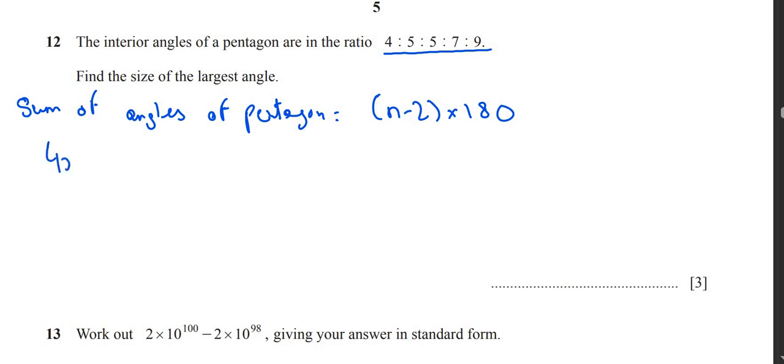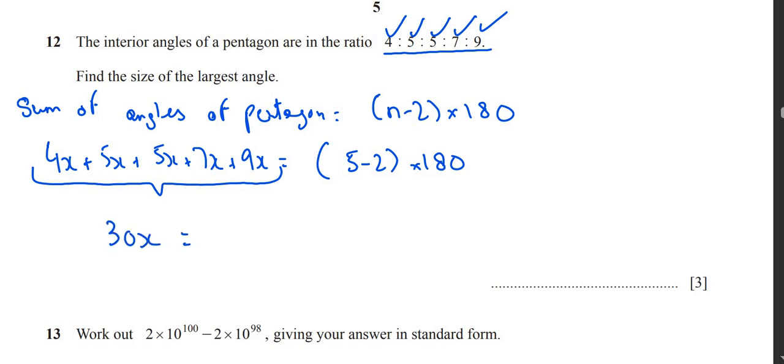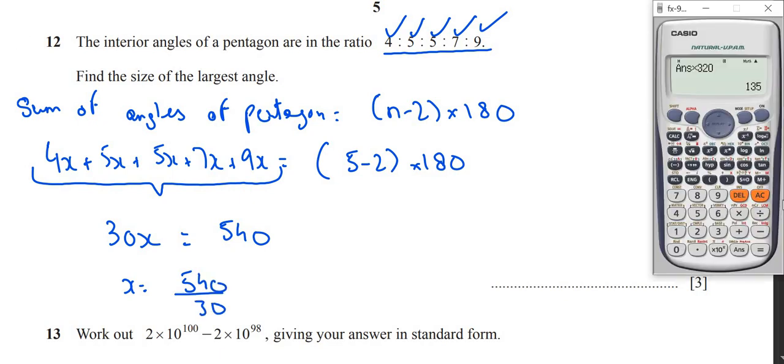Now these are the ratios. It means 4x plus 5x plus 5x plus 7x plus 9x is equal to, how many sides are there? 1, 2, 3, 4, 5. 5 minus 2 multiplied by 180. So when you add all of these up, what do you get? 30x. 30x is equal to 5 minus 2 is 3, 3 multiplied by 180 is 540. So x is equal to 540 divided by 30. Let's do that. 540 divided by 30.